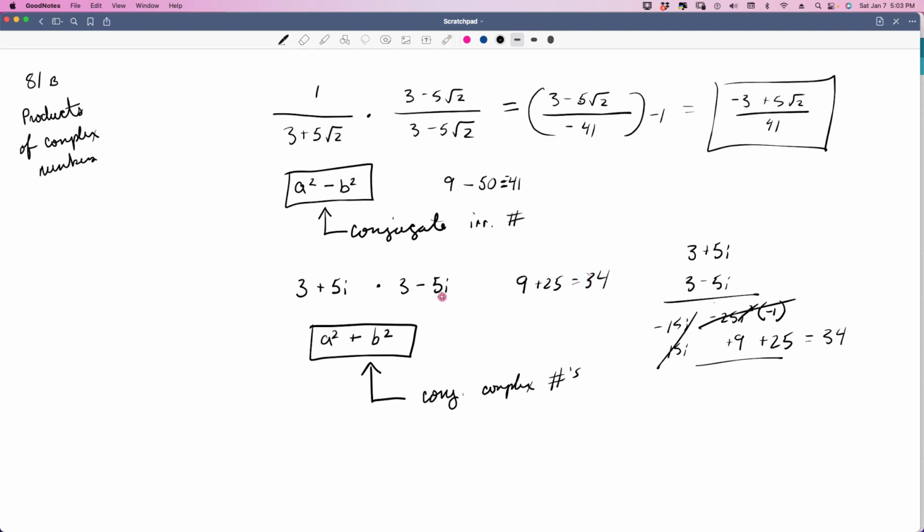So you can get to the same place without having to do all this math by just using the same type of format. A squared plus b squared when you have an i term, and a squared minus b squared when you have only an irrational term. When you have an imaginary number, then you would use a squared plus b squared. All right, so let's look at an example problem of this.